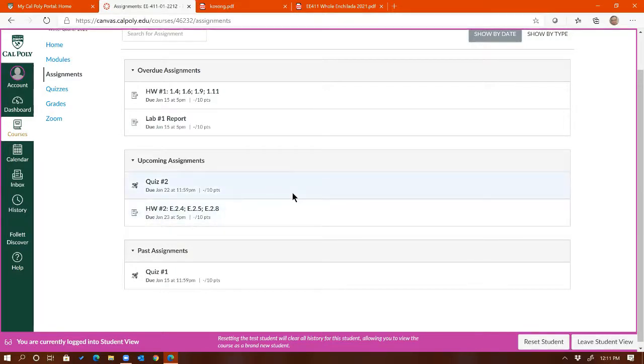Again, the quiz is going to be due tomorrow by 11:59, and then the homework is due Saturday by 5 p.m. Any questions on these 2 assignments?